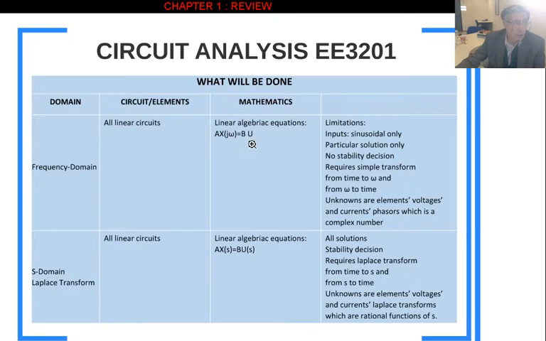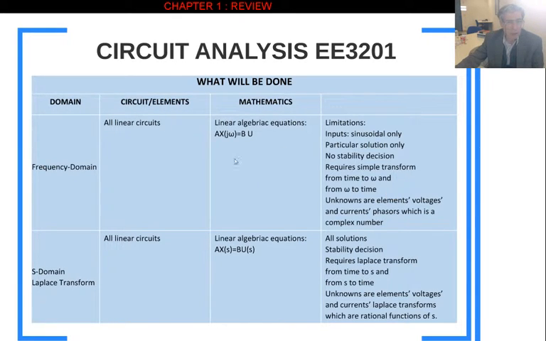That is an algebraic equation, but this time the unknowns are a new subject, which is called phasor. All the elements' current and voltage phasors that we are going to calculate are going to be complex numbers. Once we found this complex number, we are going to transfer it to time domain. From this complex number, we are going to find time domain v(t) and i(t), all the elements' current and voltages. So a transformation is needed here.